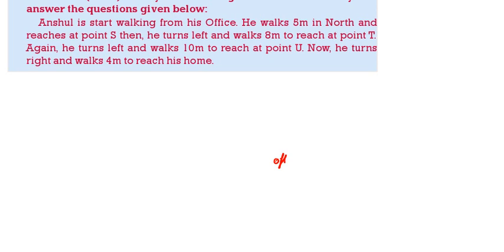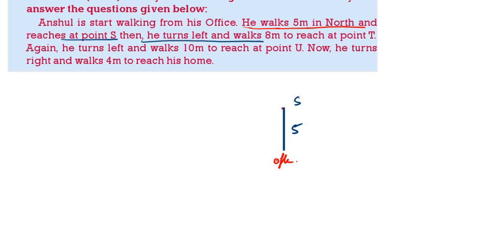Let us suppose this is the office. Anshul started walking from his office. He walks 5 meters north. First he is walking 5 meters north, then another 5 meters north, to reach S. This is S.